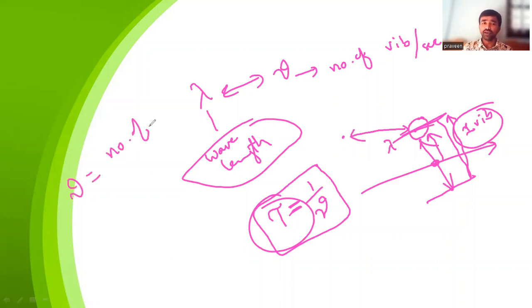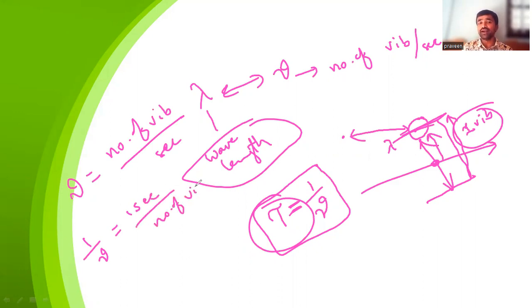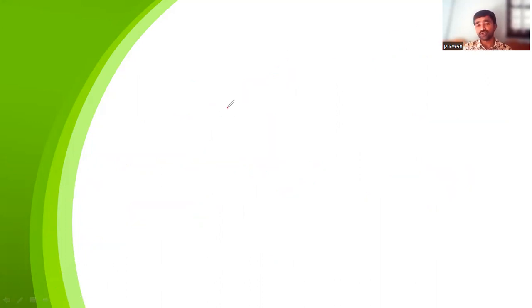Number of vibrations per second, right? So here the reciprocal of nu is taken: in a second, the number of vibrations produced, that you are dividing. So you are able to calculate the time for one vibration, right? That is given here as the time period, capital T.